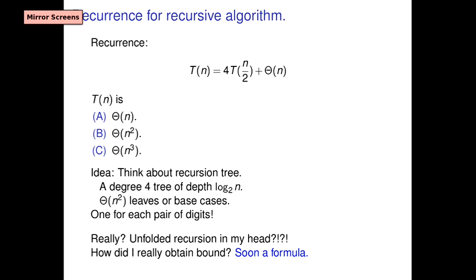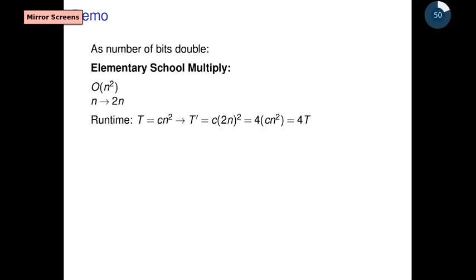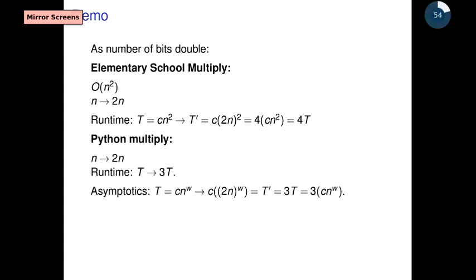Okay, so nothing. Okay? So you already saw in the demo, as the number of bits doubled, the elementary school multiply, what I mean by the number of bits doubling is this n changes to 2n. So the time went up by a factor of 4 because it was an n squared algorithm. Right? Okay, so now Python multiply, we saw when we doubled, it went from t to 3t. So there, t was c times n to the omega.